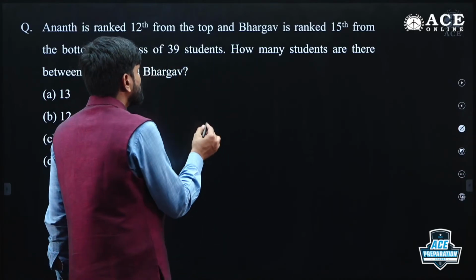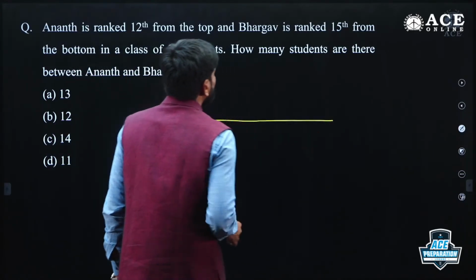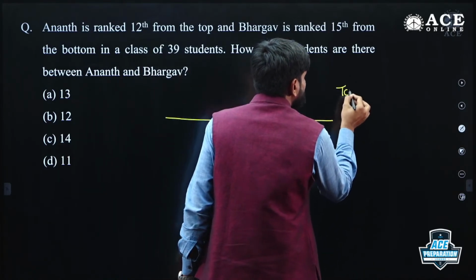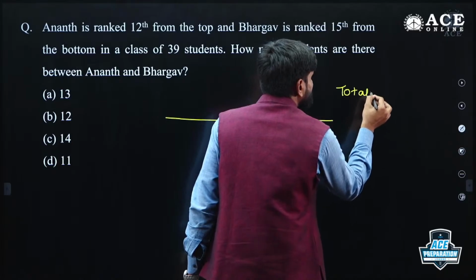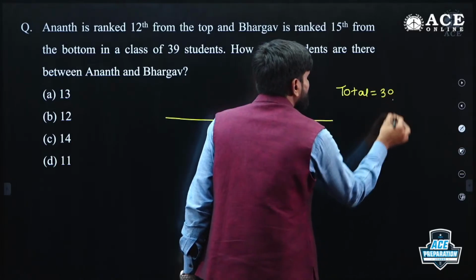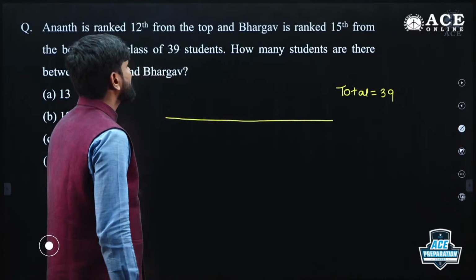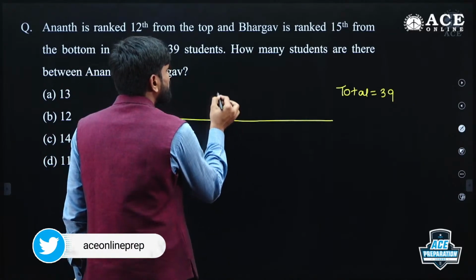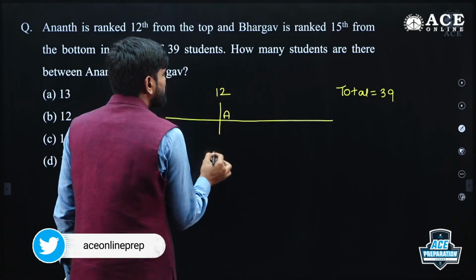Chalo. So let us represent the data on the line. The total number of people is given as 39. Next, Anant is ranked 12th from the top.